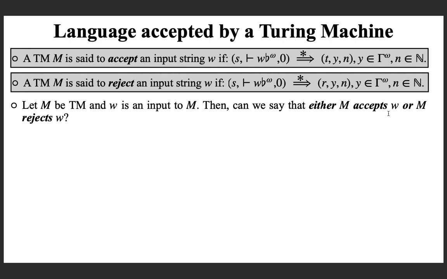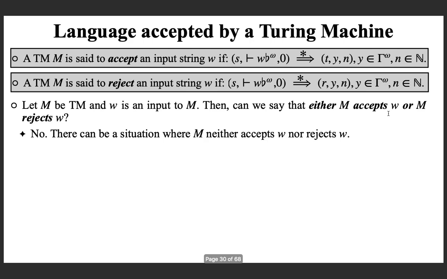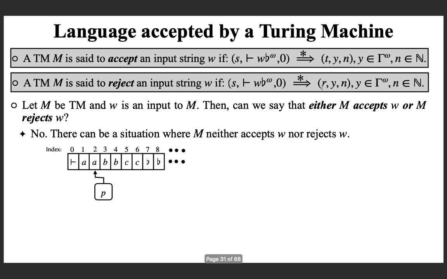This is a very interesting question and not easy to answer. Let me give you the answer. The answer is no. You may wonder why. Because there can be a situation where M neither accepts W nor rejects W. It can also happen. Given a W, only if the machine gets into either T or R, this is true. But there may be a situation where it is neither getting into T nor getting into R. Then what would be that situation? Let me try to tell you what it is using an example.